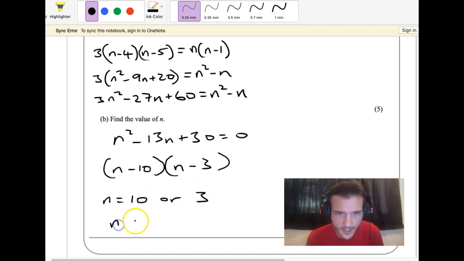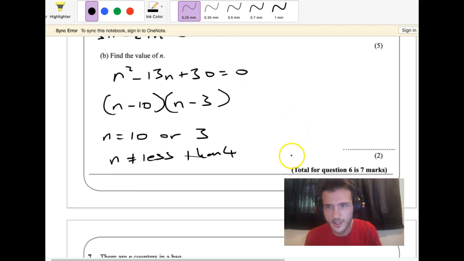Now n cannot be less than 4. So n equals 10.